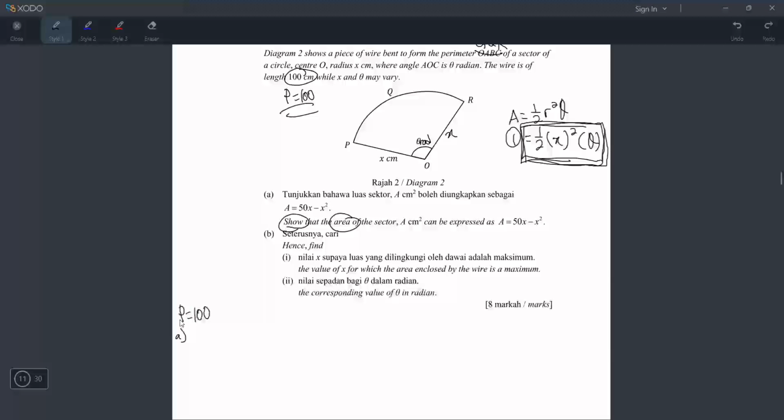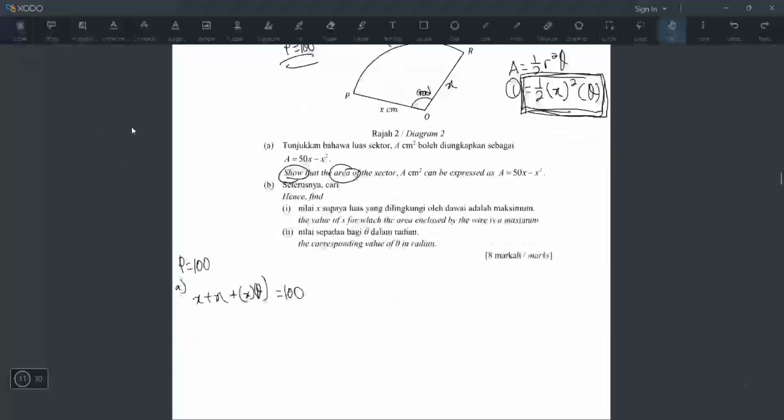So how to find theta? Well, we all know the perimeter formula is what? Okay, perimeter has no formula. You just take all the outer sides and add them together. So x plus x, and then plus this arc, right? And the formula for arc is r theta. But in this question, the r is x. The radius is x, right? So it will be x times theta.